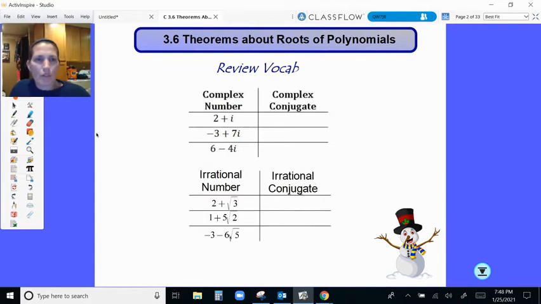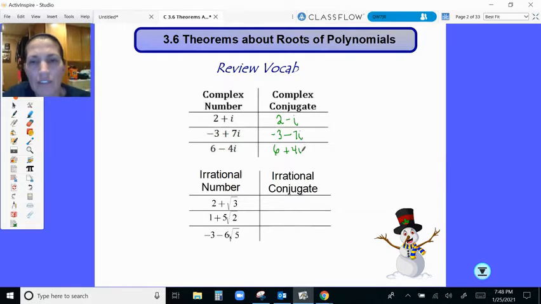So first of all, just a little bit of review vocabulary. If you remember what complex conjugates are, they're pairs, and so you always keep the real part of a complex number and then change the imaginary part. I'm not going to dive deep into this, but if you recall, if we have a complex number of 2 plus i, then its conjugate is going to be 2 minus i. This one will be negative 3 minus 7i, so I'm not changing the real part, only the imaginary part, 6 plus 4i here, okay?